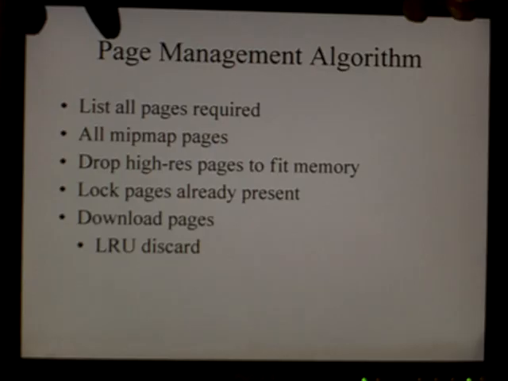So all I need to do at this point is, if I've got more pages than will fit in the texture memory at this stage, I start dropping pages. I drop the highest resolution pages, that is the pages where the texel size in world space is the smallest, or really in screen space is what I want, however you want to prioritize that.